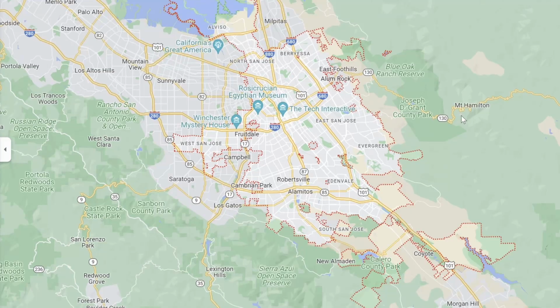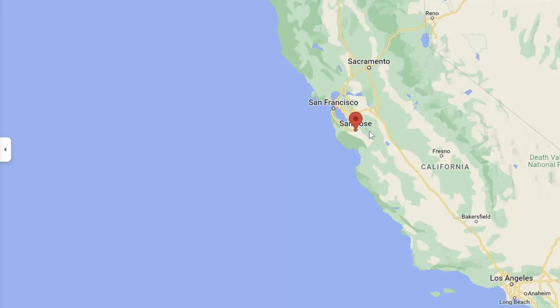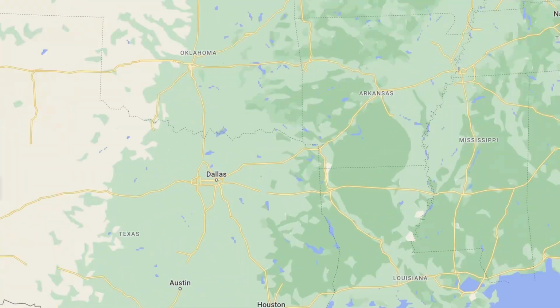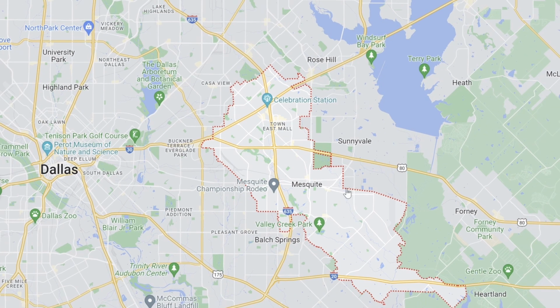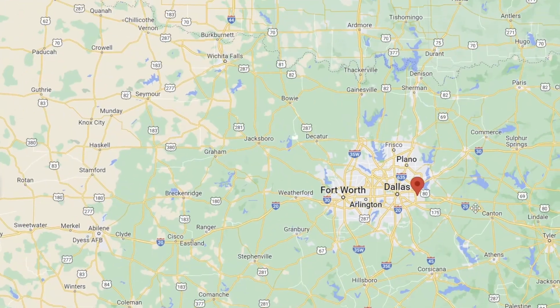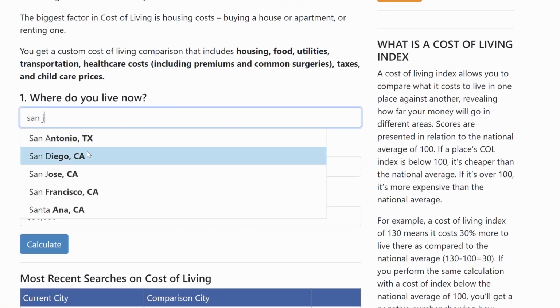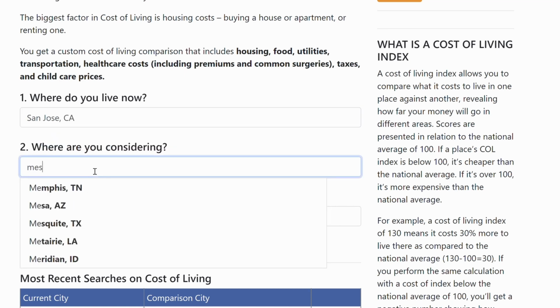For the example city in California, which was San Jose, California, it is located in the northern part of California, and it has a population of around 983,000 people. Mesquite, Texas, on the other hand, is located east of Dallas, and it has a population of 148,000 people. But let's look at them when it comes to cost of living. If you're someone who's moving from San Jose, California to Mesquite, Texas, what equivalent lifestyle is it going to cost you in Texas versus in San Jose, California?